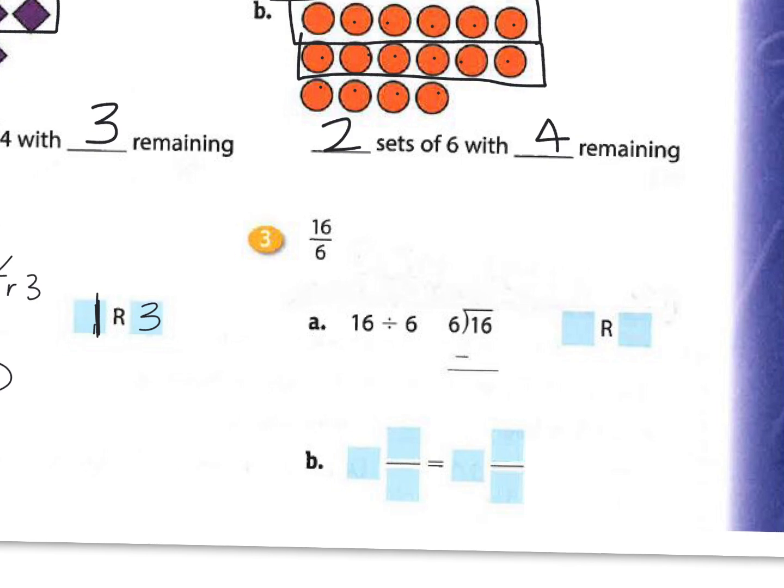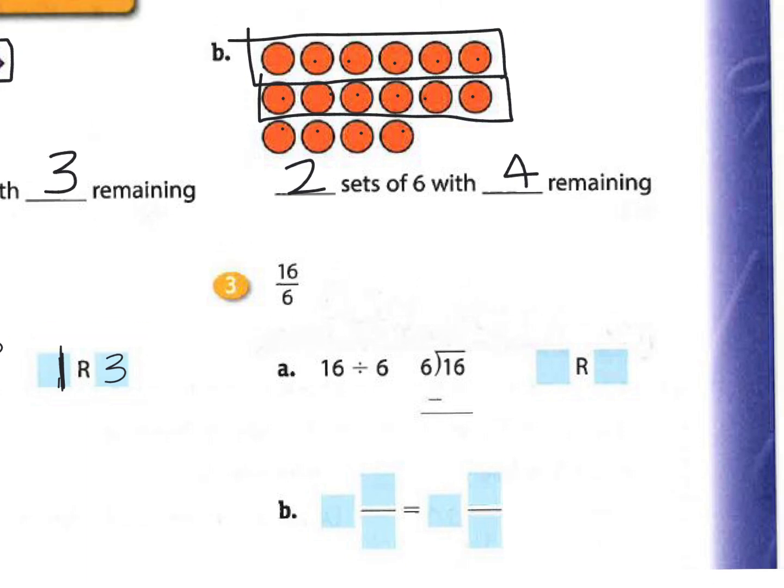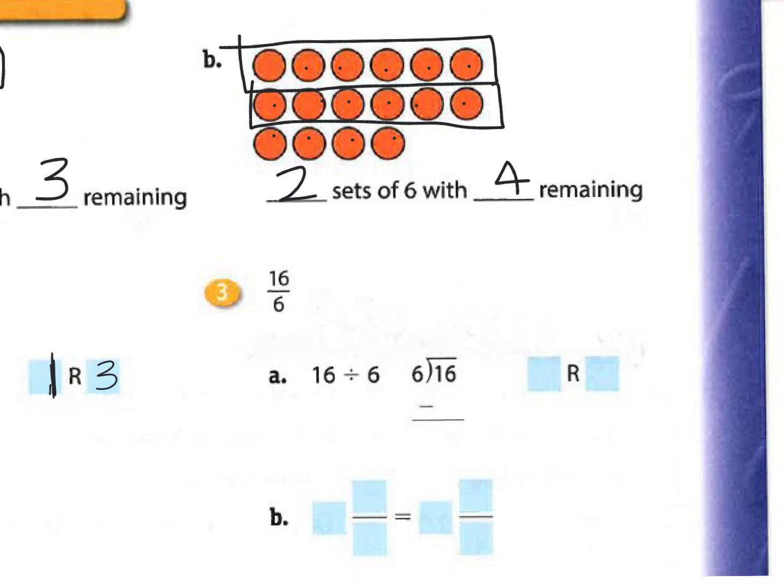Okay, look at this next one. We'll do this one together too. This is 16/6. So 16 divided by 6. And again, remember, we did this picture up above. Okay, this is the same thing.